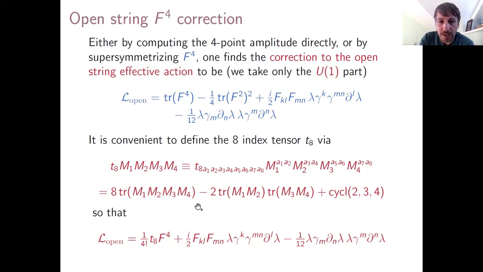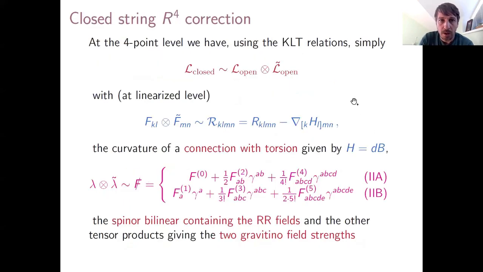And if you define this T8 tensor in this conventional way, then you can write this correction in a slightly more compact form. The first two terms combine to just T8 F to the 4. Well, it's actually 1 over 4 factorial T8 F to the 4. Okay, and the terms involving fermions are the same. Okay, so that's our answer for the open string 4-point amplitude. We focus on the U1 part, which is enough for what I want to do here.